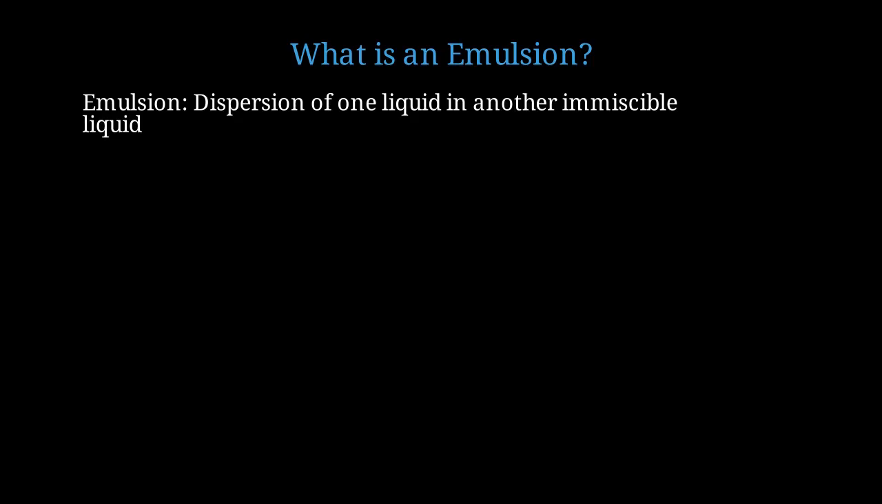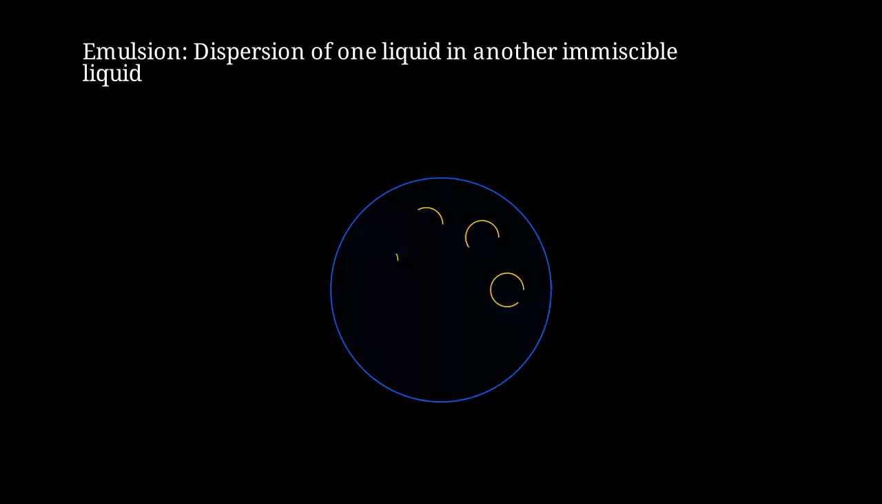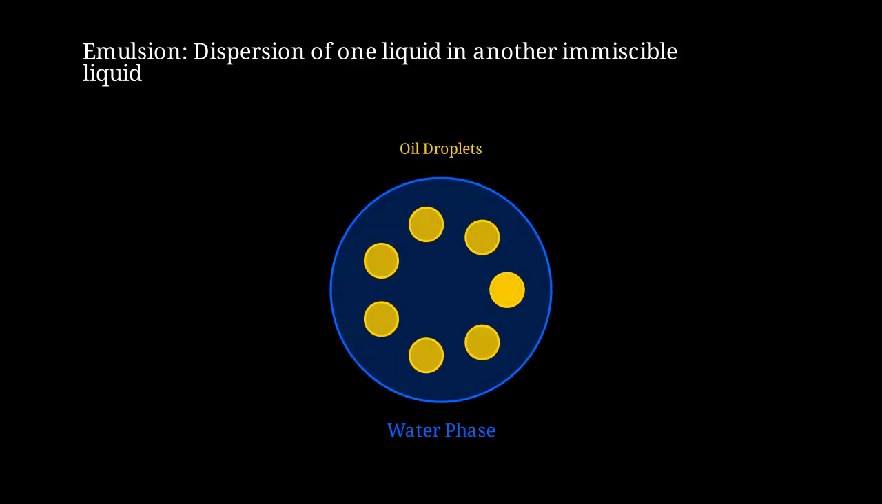Let's start with the basics. What exactly is an emulsion? An emulsion is a dispersion of one liquid in another immiscible liquid. Think of oil droplets suspended in water, or water droplets suspended in oil. Here we see oil droplets dispersed in a continuous water phase. This is called an oil and water emulsion, or O/W for short.